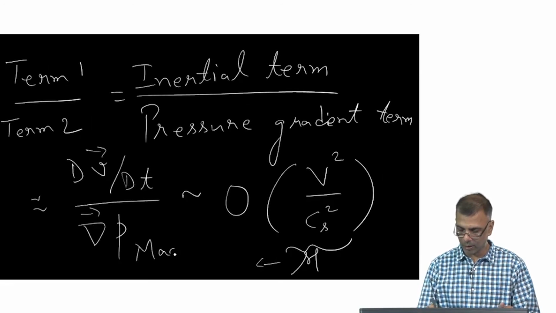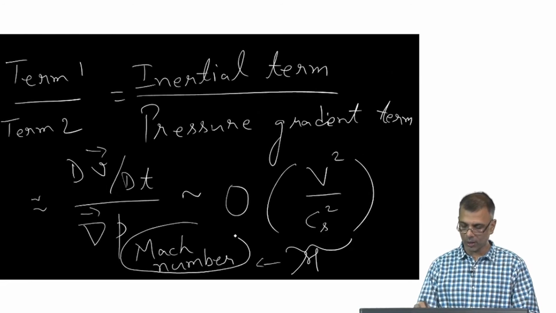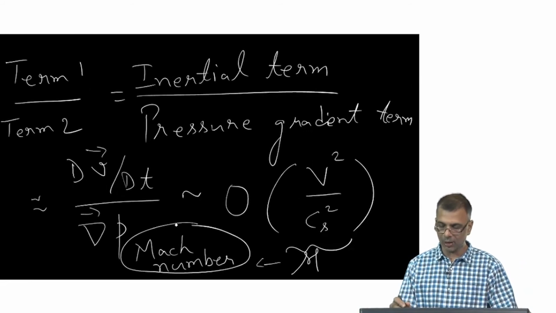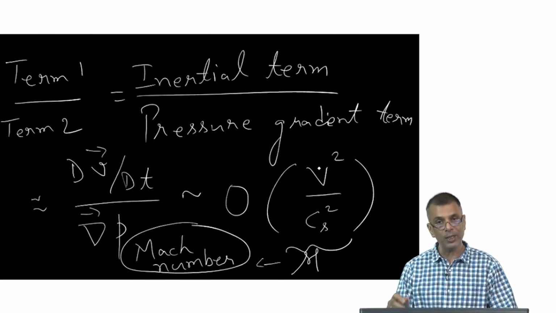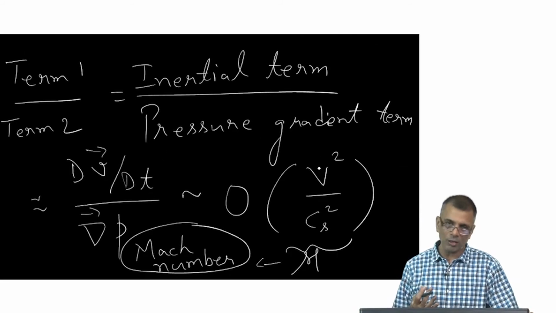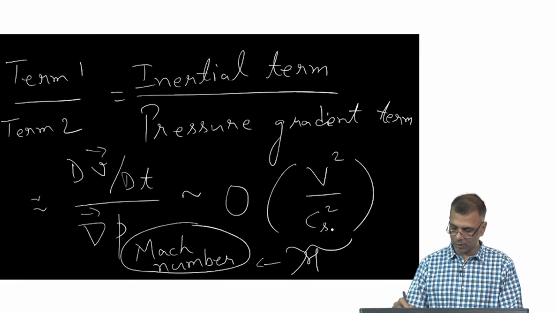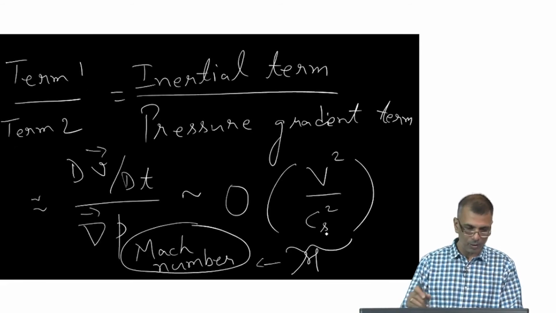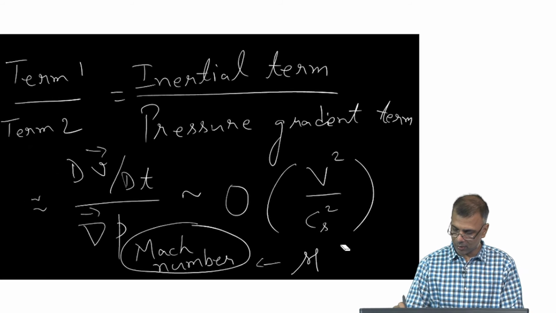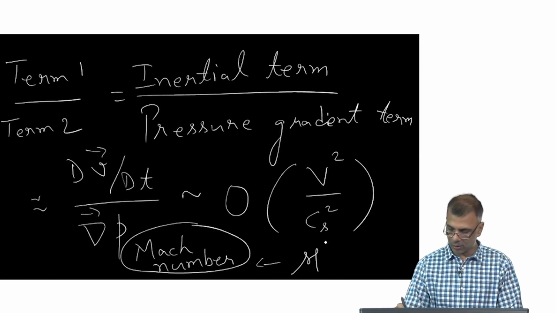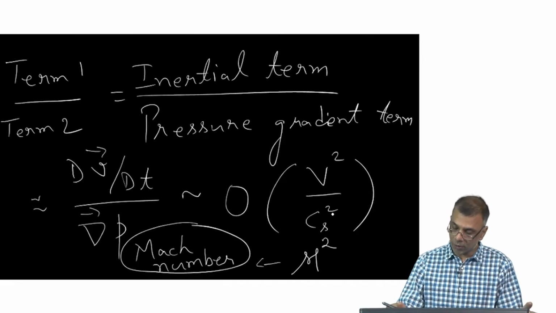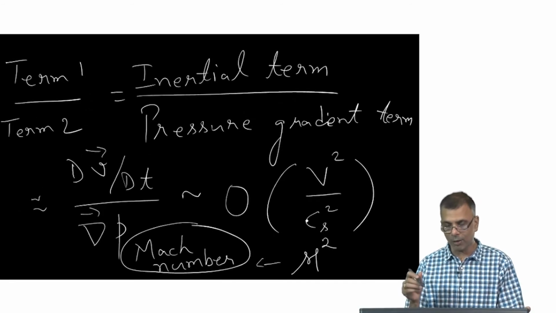This is the first dimensionless number that we will encounter, the Mach number. As such, the Mach number is simply the ratio of some characteristic speed in the system to the speed of sound. This is actually the Mach number squared, I beg your pardon. So this whole thing is the square of the Mach number. The ratio of the flow speed to the sound speed is called the Mach number.